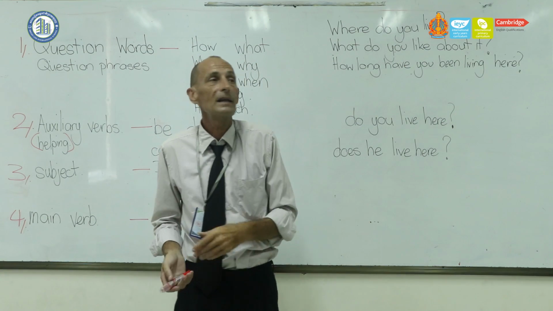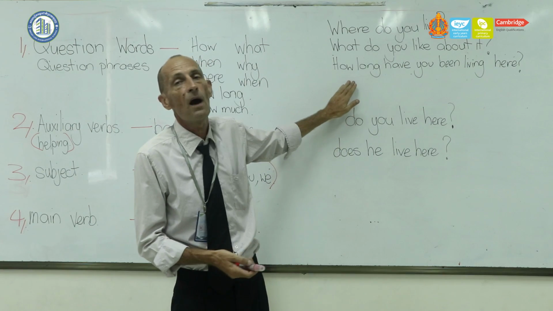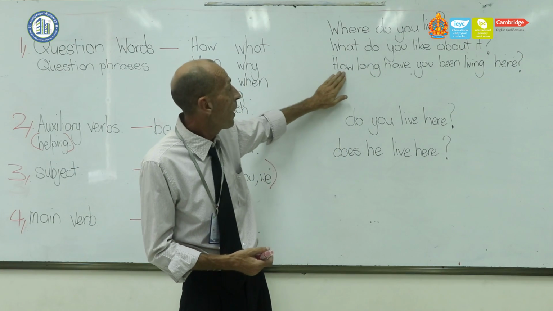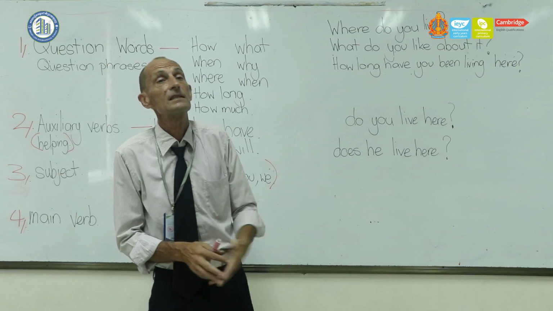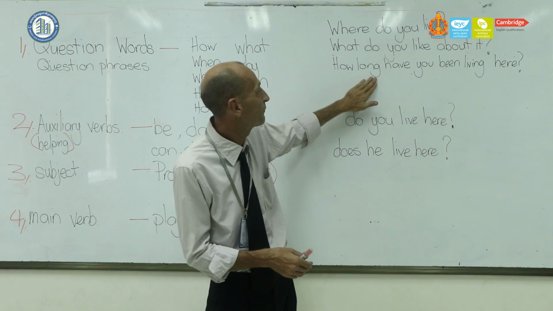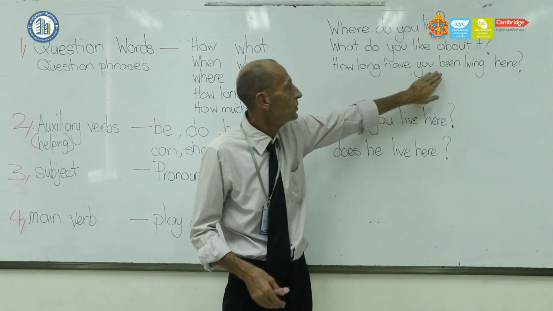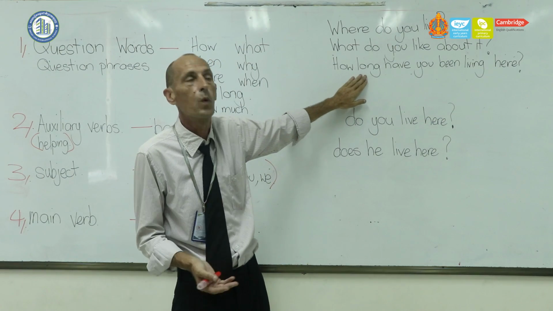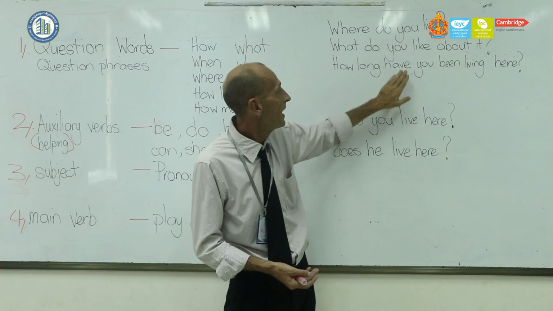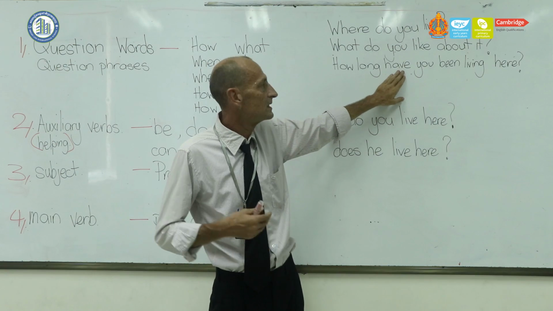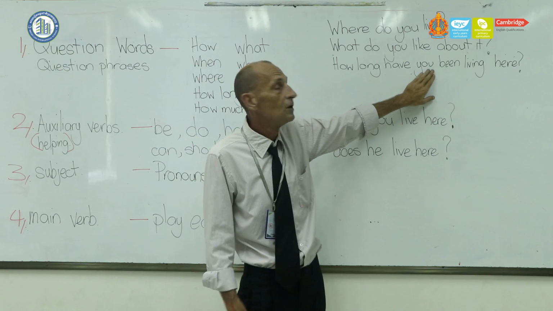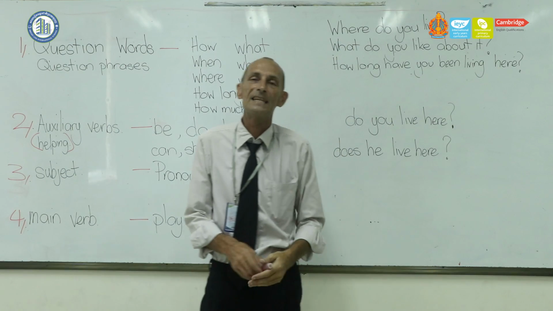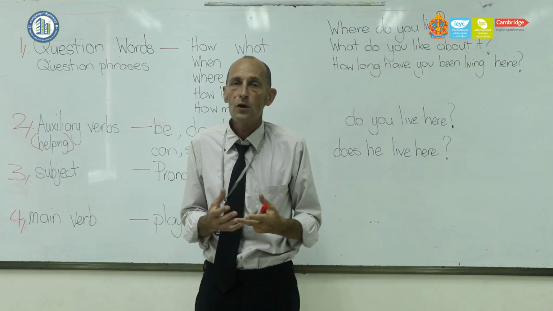Then our last one is a little bit different. This one's got our question phrase, how long. So it's asking us a simple question, the phrase. Have you been living here? So how long is our question phrase. Have is our auxiliary verb. You is our subject. And been living is our main verb.